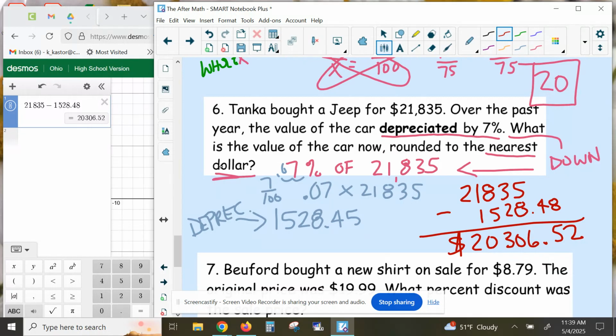Now I want to round this to the nearest dollar, though. So I want to round to the nearest dollar. So basically, I can't have this change. But since this 5 is clearly 5 or above, I got to shove up this 6 to a 7. So my Jeep is now 20307. So $20,307 is the value of her car now. Or he. I'm assuming it's a she.